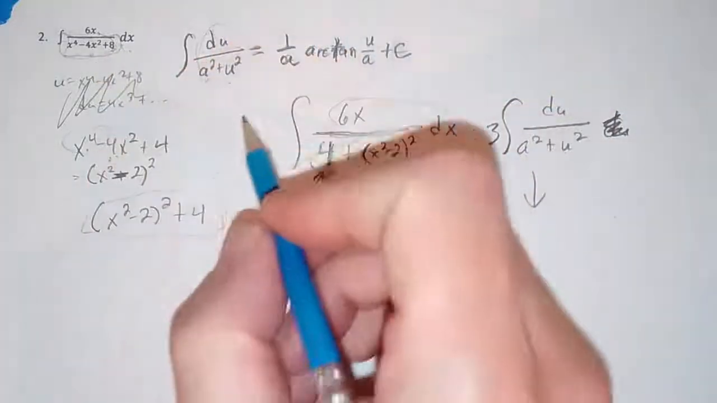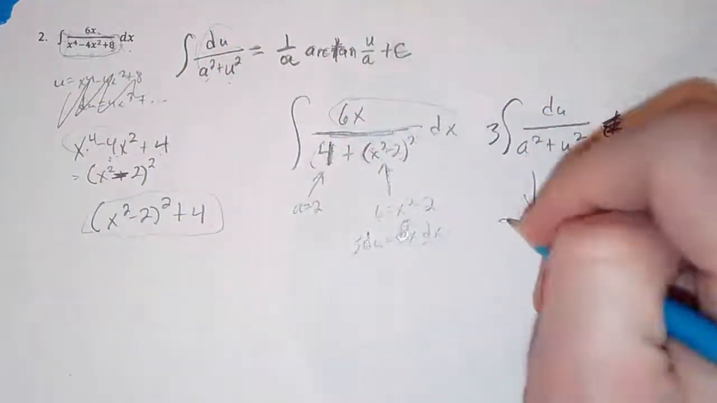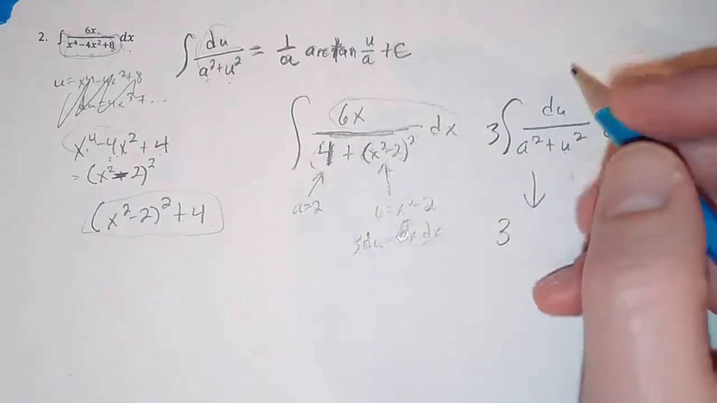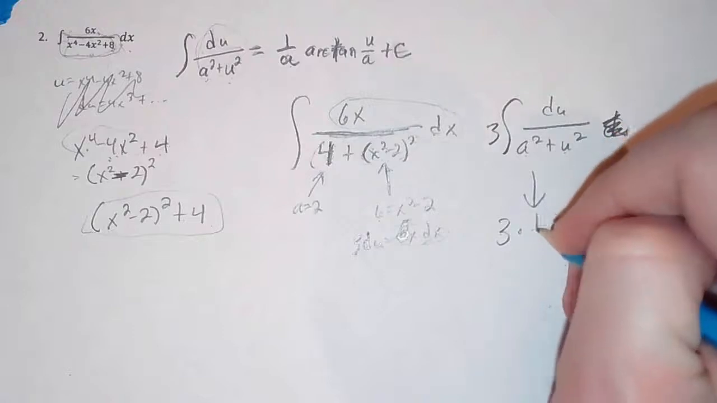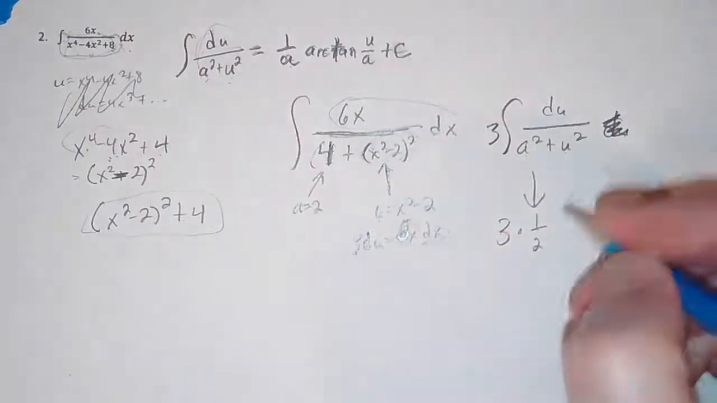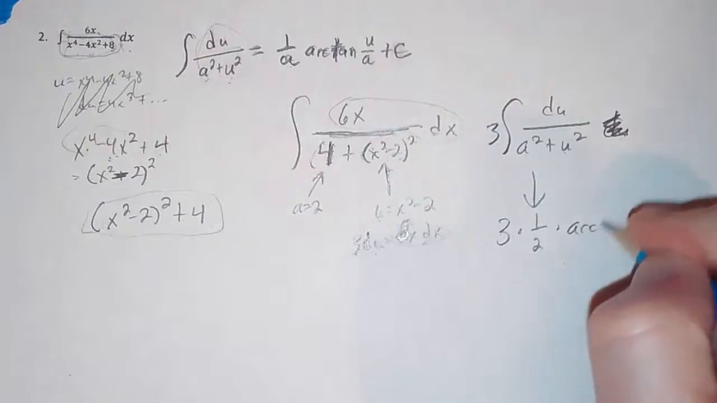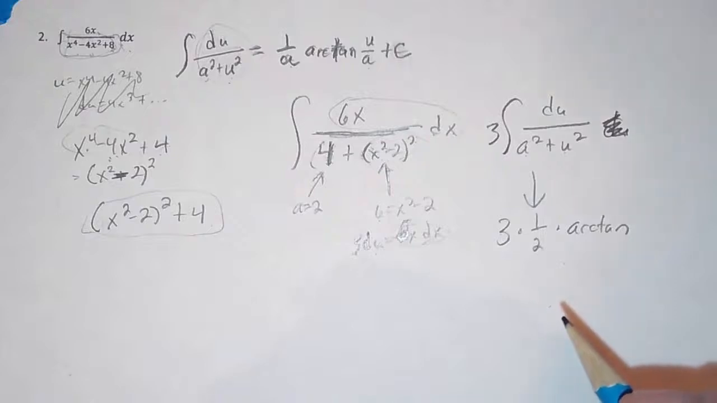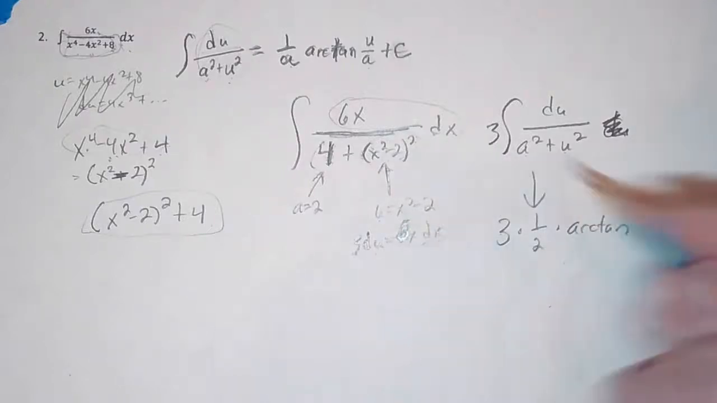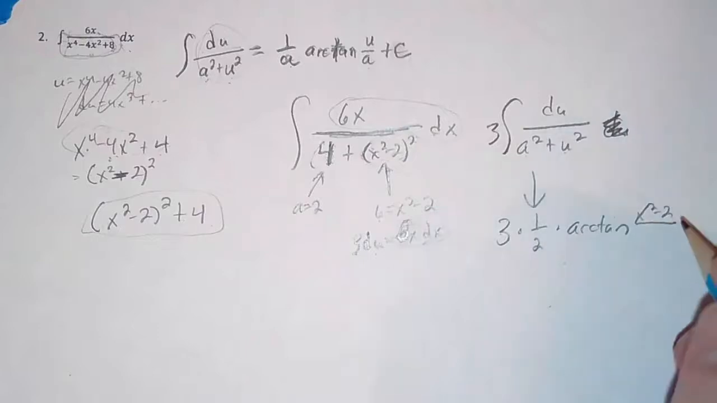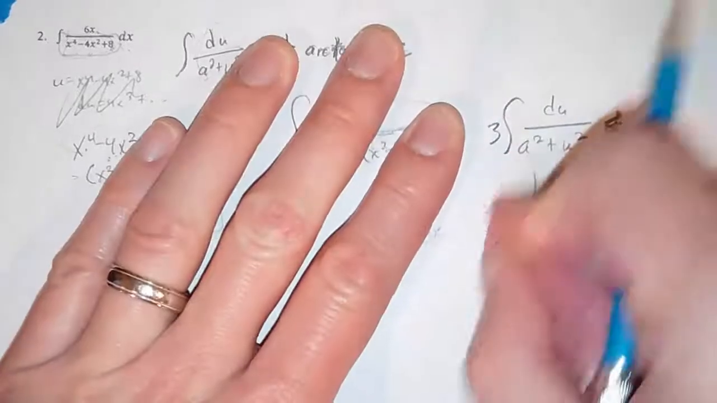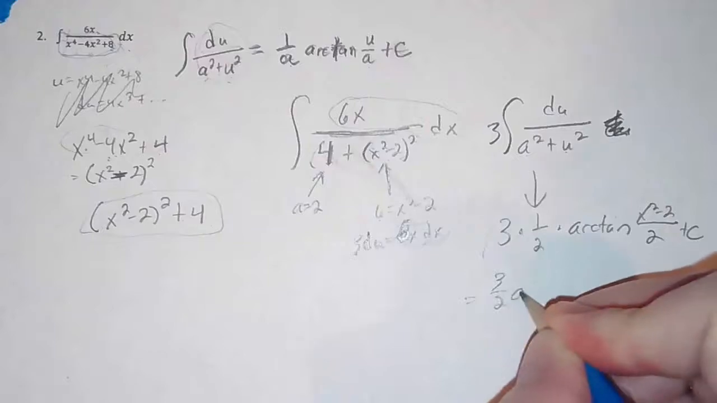And now I can use this arctan pattern. So I've got a 3 that's just there because it's sitting out front. I've got 1 over a, which is 1 over 2, because a is 2. Then I've got arctangent of u over a, which is going to be x squared minus 2 over a is 2, plus my constant of integration. And I guess, before I get too excited here, I'll call it 3/2.